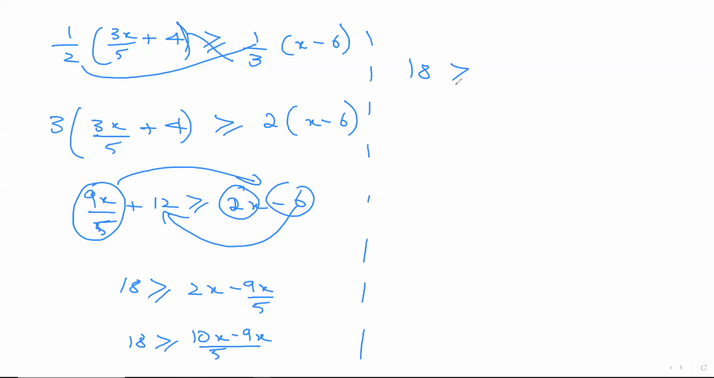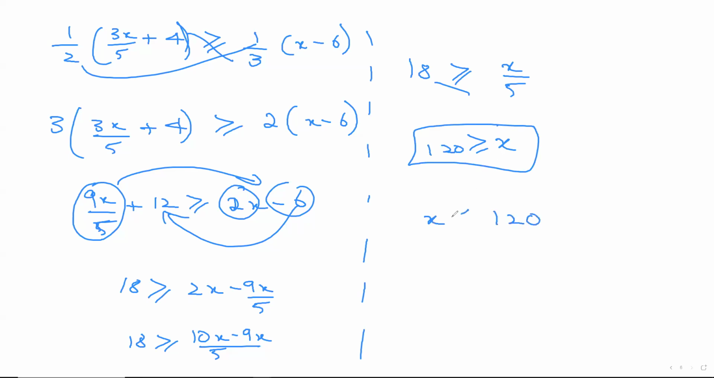18, symbol as it is. 10x minus 9x is 1x by 5, this cross. x as it is, symbol as it is. 18 times 5, the answer is 90. Now I told you I am not comfortable writing the answer with x on the right-hand side. Copy the same x there, 90 on the other side. The closing part is towards x. This is my answer. That's it.